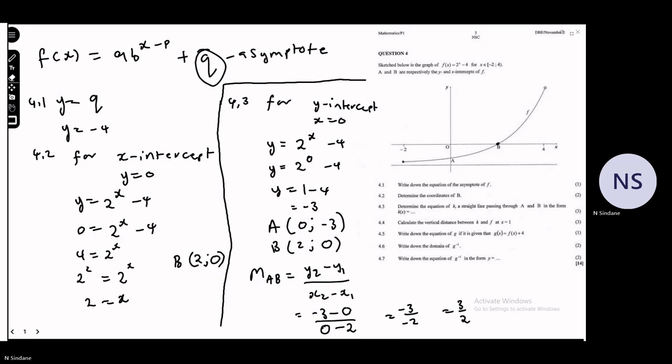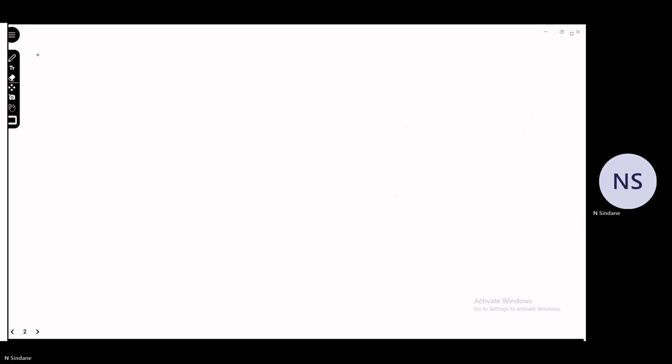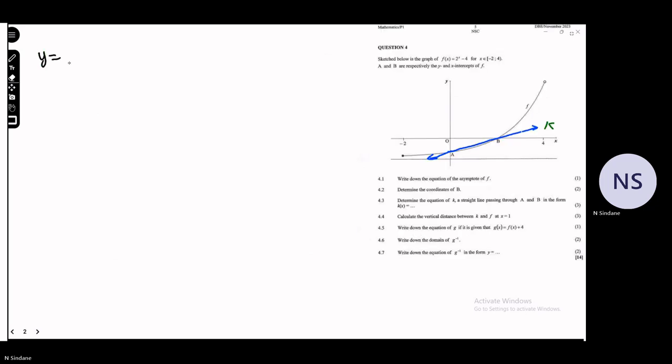Gradient of AB is equal to 3 over 2. From the gradient, y is equal to mx plus c. My gradient, I got it as 3 over 2. So y is equal to 3 over 2 x plus c.